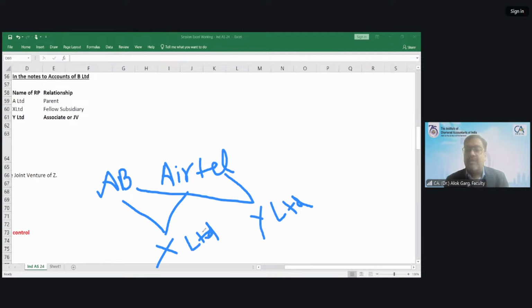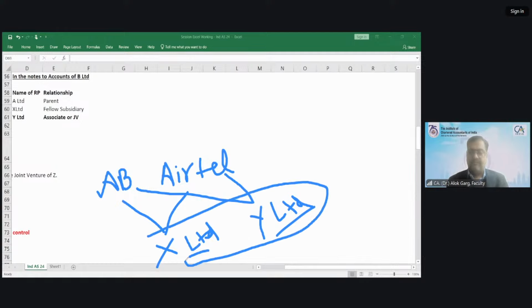Yes, sir. So this X Limited and Y Limited both are the joint ventures of the same third party. So this X Limited and Y Limited will become related parties.